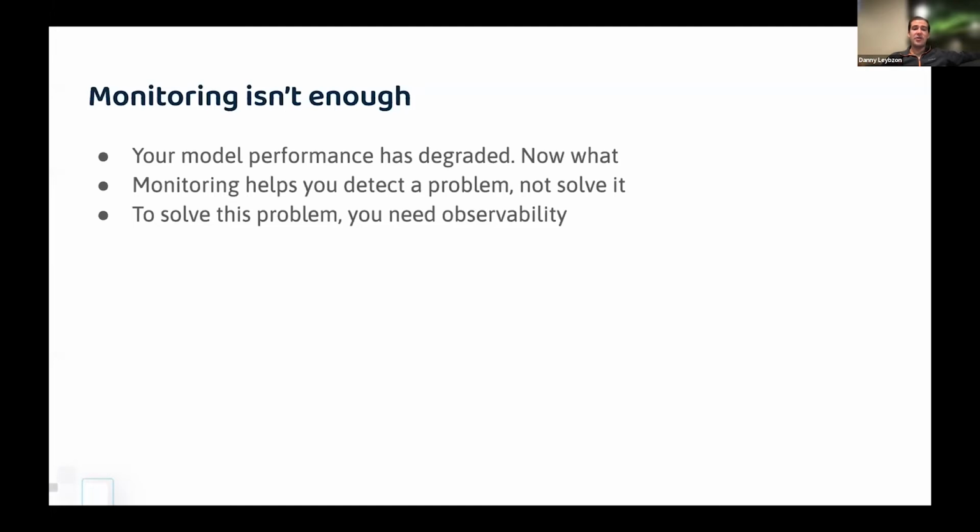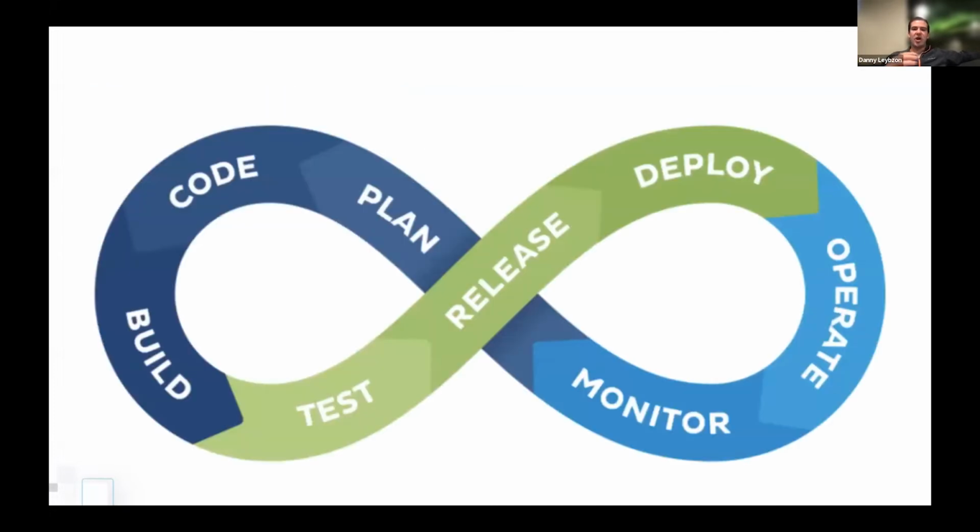What it does allow you to do is detect the problem, but in order to solve the problem, you actually need observability. So this is the common flow from classic DevOps CI/CD, right? This continuous integration and continuous delivery diagram is meant to represent the fact that there's a continuous process related to deploying regular software applications to the real world. There are all of these different steps and phases.